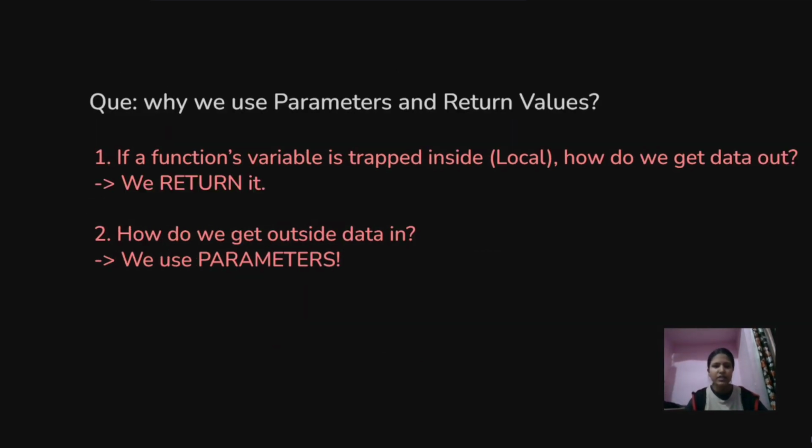The last question is: why do we use parameters and return values with local or global variables? If a function variable is trapped inside as a local variable, meaning it was created in the function, how do we get data out? As I already told you, we return it and then access it. Second, how do we get outside data in? We use parameters, so using parameters we get it.